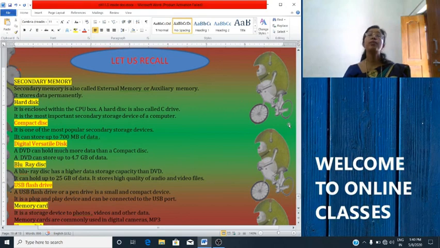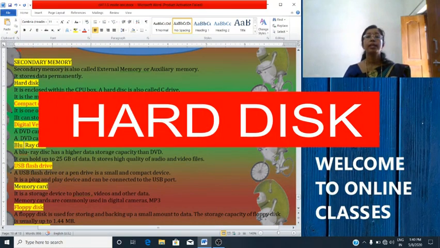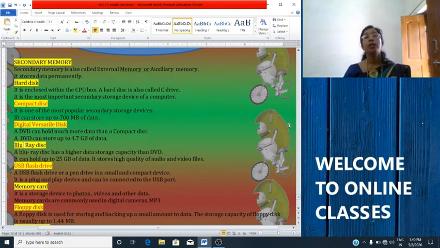Then we studied about various storage devices. First we studied about hard disk. Hard disk is the most important storage device of a computer. It stores the operating system, software applications and all the files and folders in a computer. It is placed inside the CPU box.